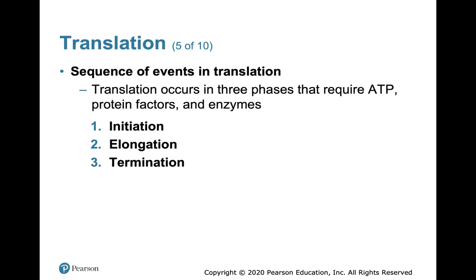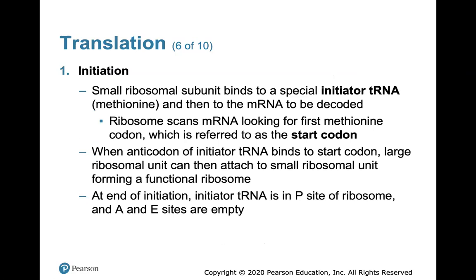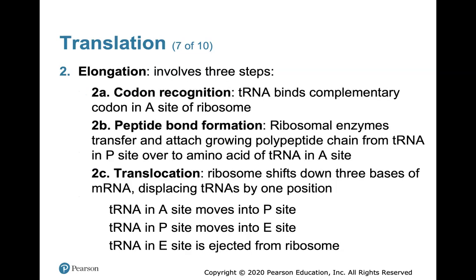So the sequence of events in translation, it'll occur in 3 phases. It requires energy or ATP, protein factors, and enzymes in initiation, elongation, and termination. Initiation is shown here, where the small ribosomal subunit will bind to the specific initiator transfer RNA. The anticodon of the initiator transfer RNA will bind to the start codon. The large ribosomal unit will then attach, and we get this initiation process to start. Elongation starts to occur while the transfer RNA will bind the complementary codon in the A site.